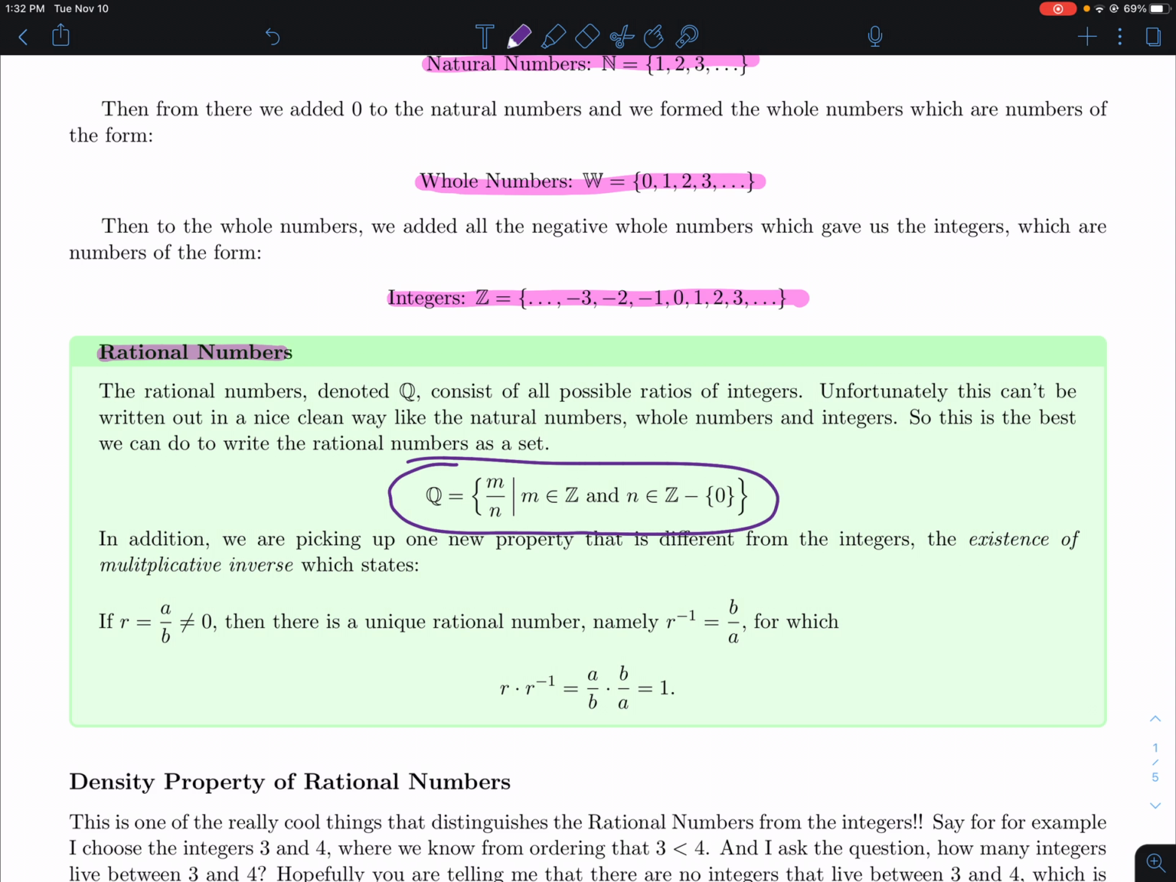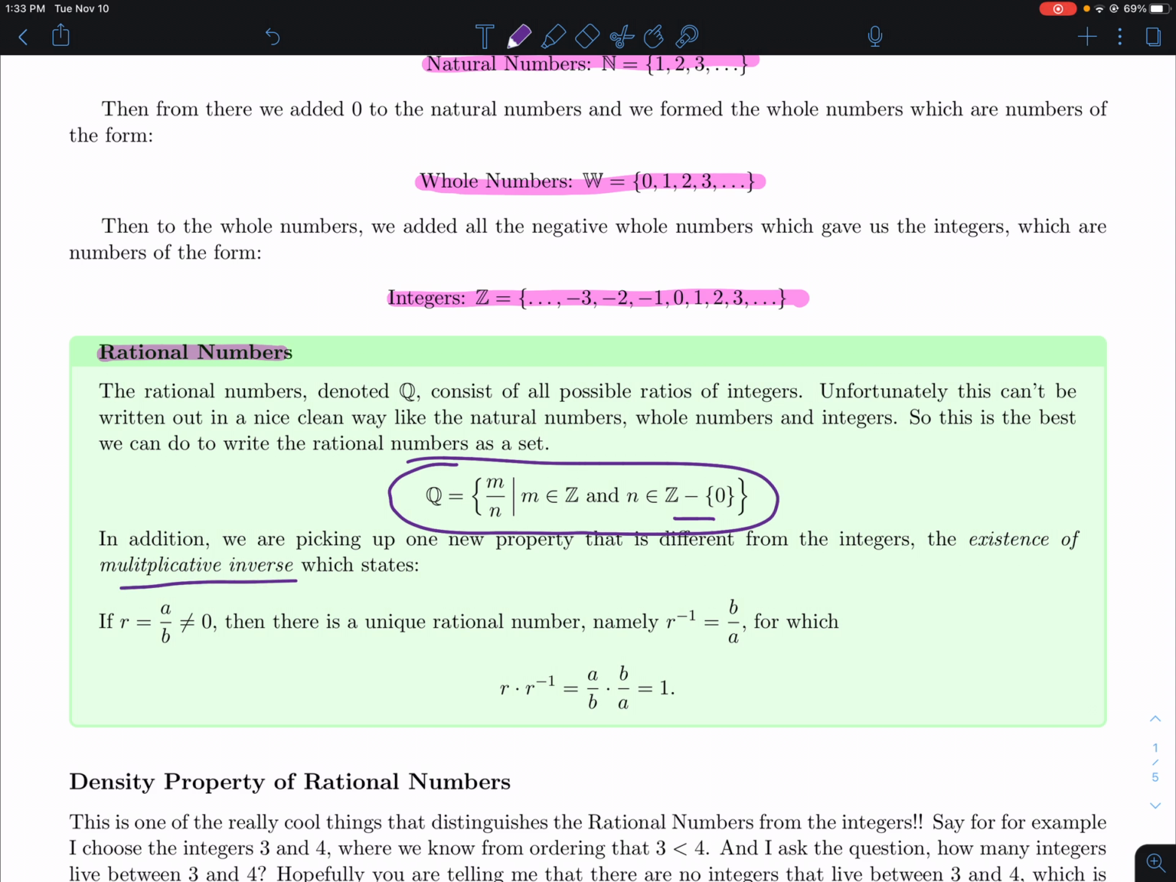I don't want to just say n is an element of Z, because that would allow me to have a 0 in the denominator, which would be bad. That's why I've got Z minus 0 in this case. One other thing that's unique to rational numbers compared to the integers is that we're picking up a new property.